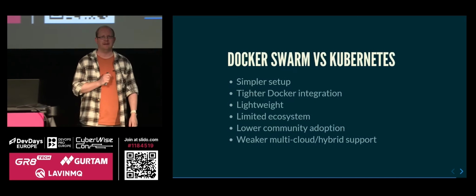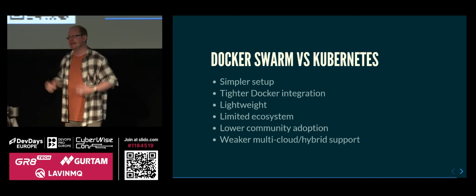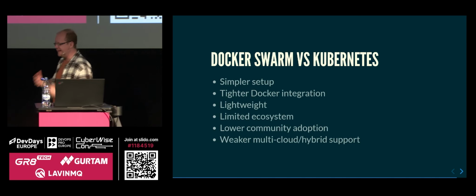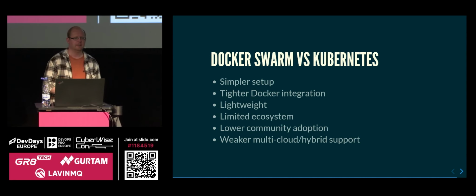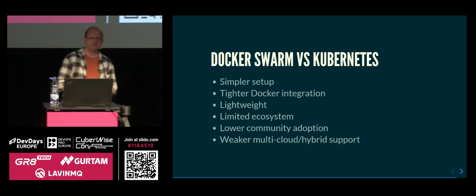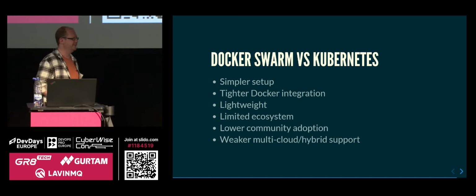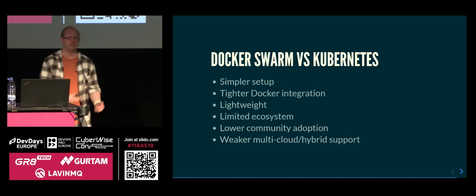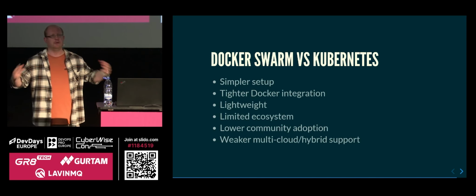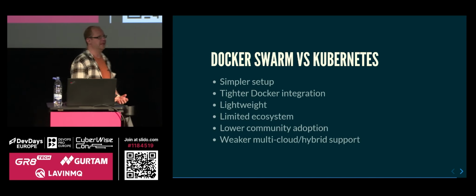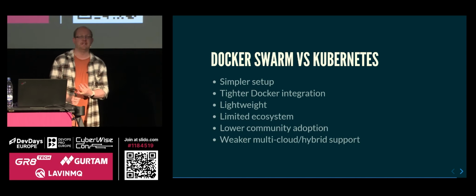However, let's talk about the elephant in the room when we talk about container orchestration and high availability, and that, of course, is Kubernetes. Kubernetes definitely did win the container wars, or the orchestration wars, I should say, between them. But Docker Swarm does have a simpler setup, obviously tighter Docker integration. It's nice and lightweight, but of course it has a limited ecosystem, lower community adoption, weaker multi-cloud and hybrid support, purely because everyone and their uncle is talking about Kubernetes at the moment. Huge community out there, really loads of community plugins being built.